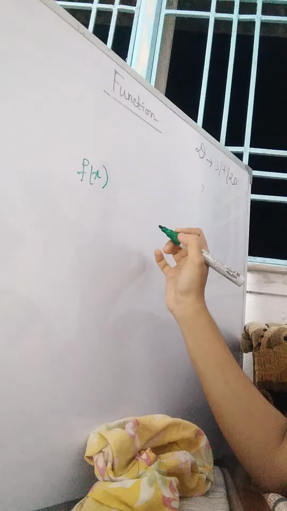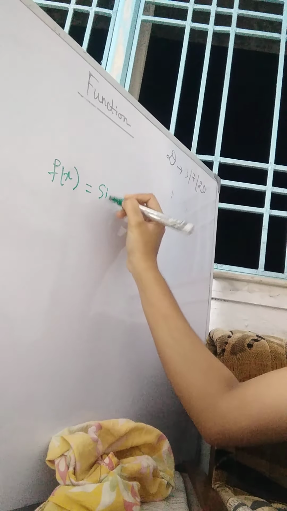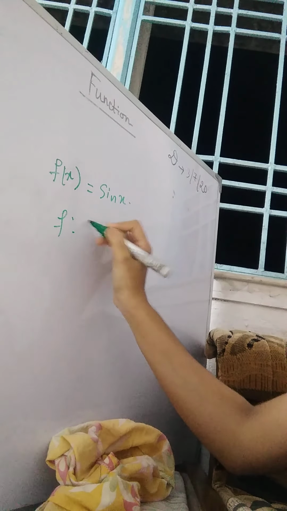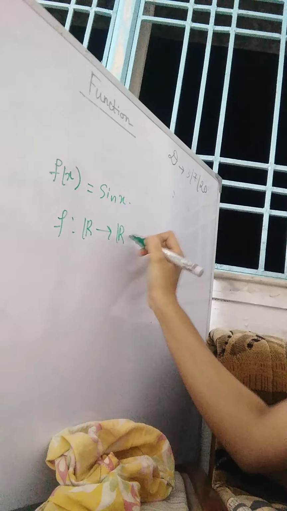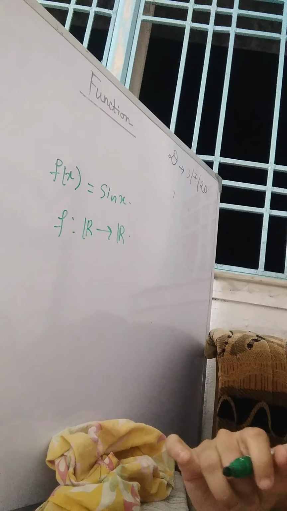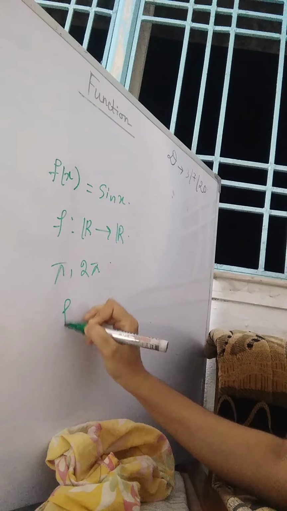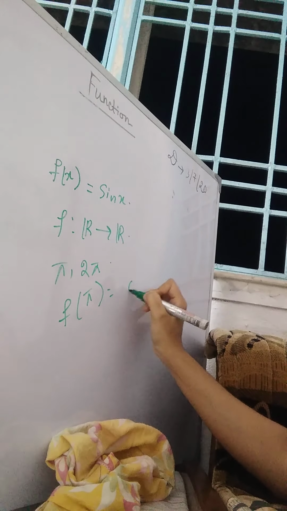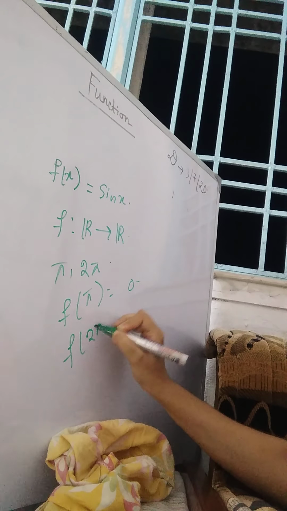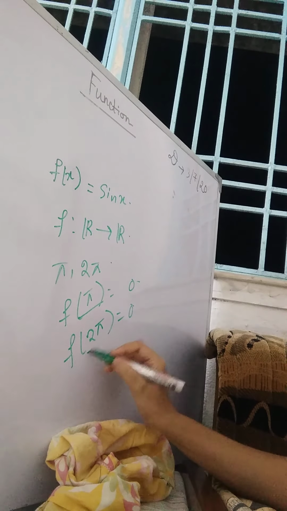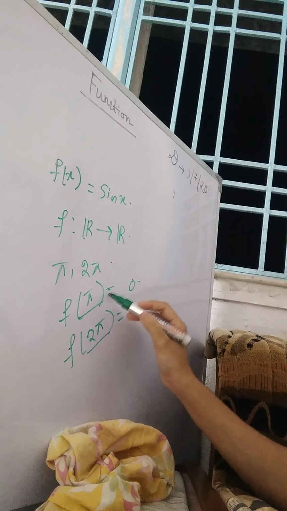We are taking an example. If f of x equals sine x, and f is defined from R to R, how will the function be defined? If we take two numbers pi and 2 pi, then f of pi equals 0 and f of 2 pi equals 0. Two distinct numbers pi and 2 pi both map to 0.